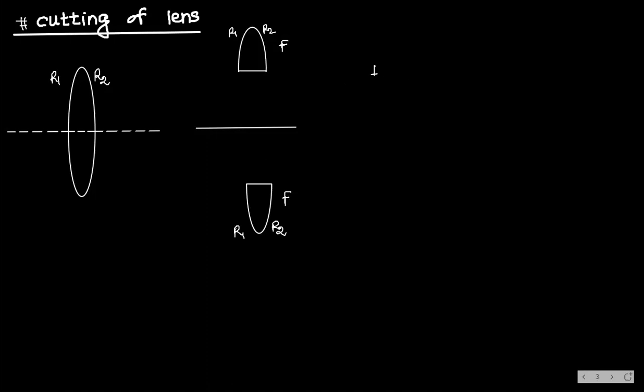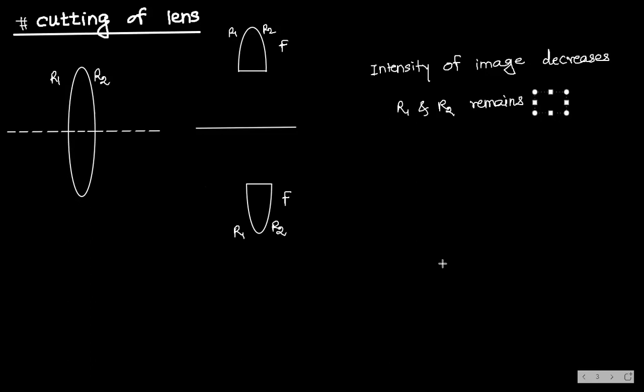So what I am writing here, in this case, intensity of image decreases. R1 and R2 remain the same in this case. Okay, if we are cutting like this, R1 and R2 are not going to change. R1 and R2 remain the same. Okay, right, understood.